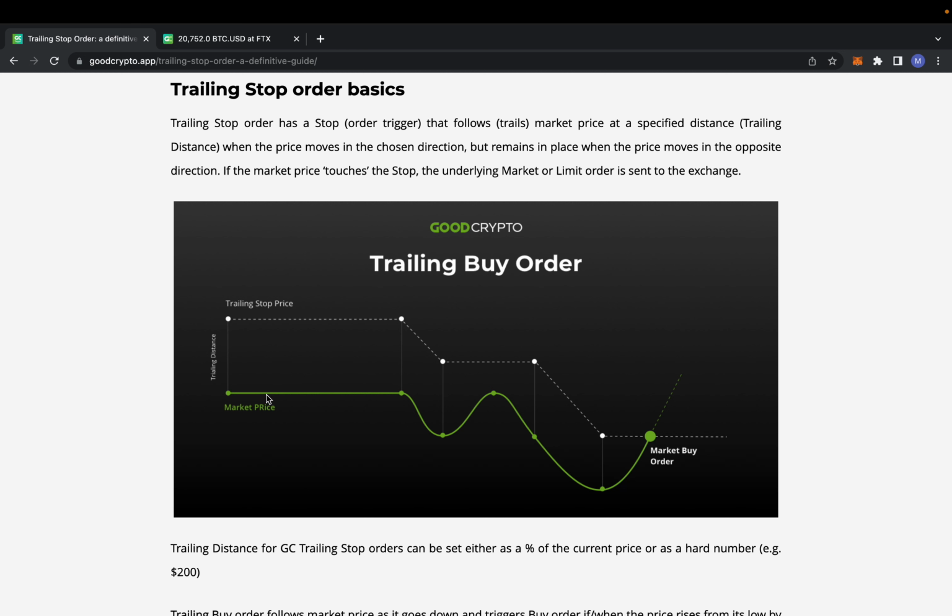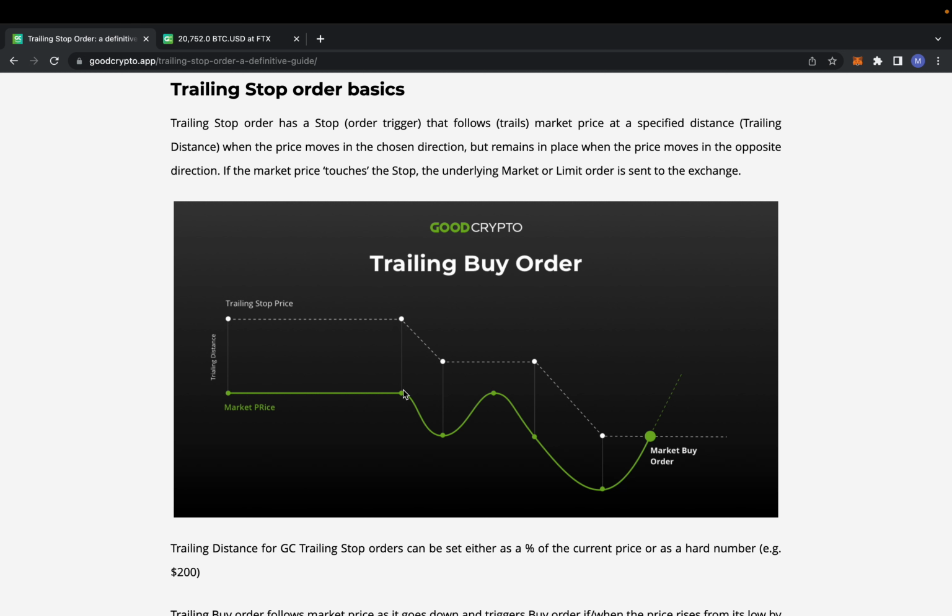As you see, as time flies, the price doesn't move, so the trigger follows the market price, or trails the market price, and stays at the same trailing distance, right? It always stays at the same trailing distance, provided that the price goes in the direction.